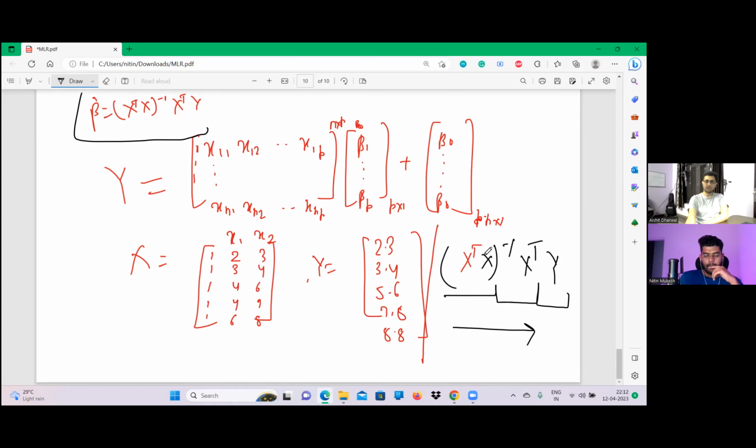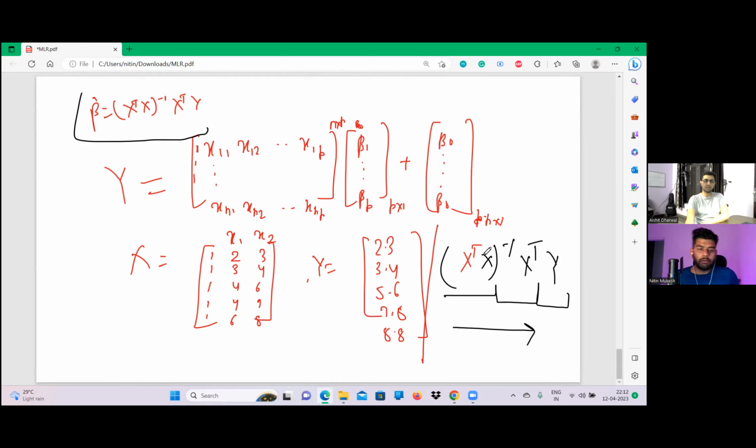Also, there can be two extreme cases. First, what happens if X transpose X is not invertible? This particular thing happens when your data have multicollinearity. This is what we are going to discuss in the last lecture, the concept of multicollinearity.